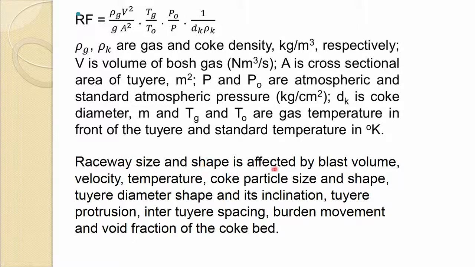So, raceway size and shape is affected by blast volume, velocity, temperature, coke particle size and shape, tuyere diameter, shape and its inclination, tuyere protrusion inside the blast furnace, inter-tuyere spacing, burden movement and void fraction of the coke bed. So, there is a host of factors on which the raceway size and shape depends.